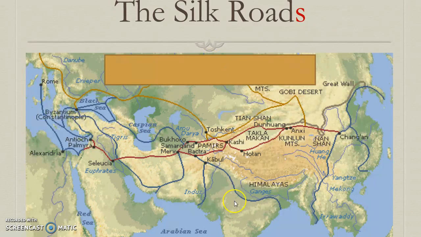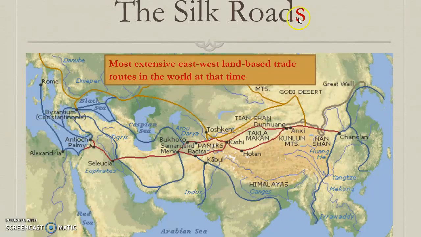Over here, what I would like to mention to you is, you notice it's Silk Roads, not the road. Normally we say Silk Road, but really it's many different roads, and you could see that right here. And this was the most extensive east-west land-based trade. This was the biggest, bar none, in that time period.